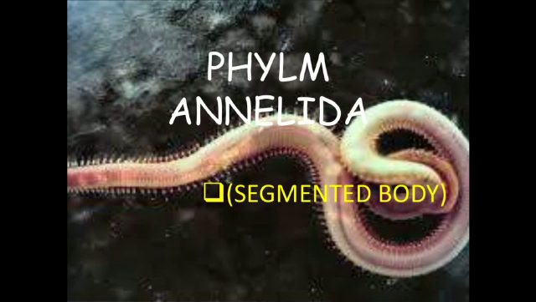Our today's lesson is about the phylum Annelida. The word Annelida is of Greek origin, which means annulus, and annulus means the little rings. The animals of this phylum have their bodies divided into rings, called the segmented body, hence this phylum is called the annelids.